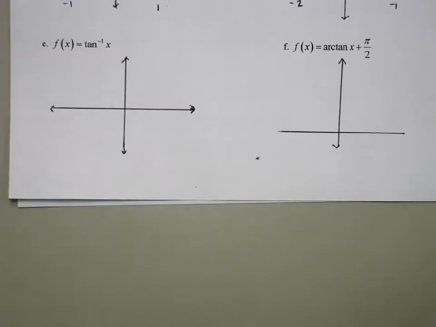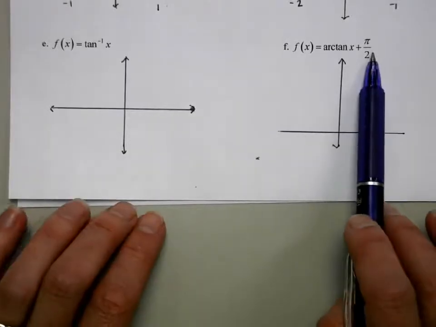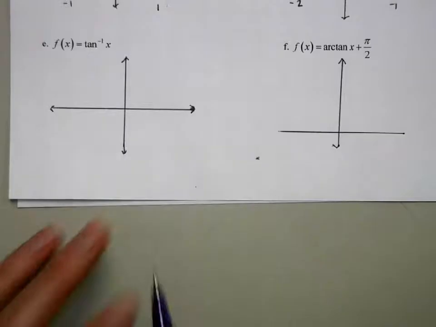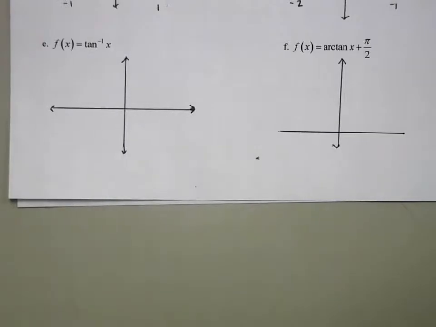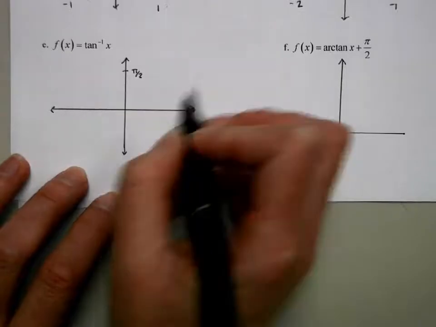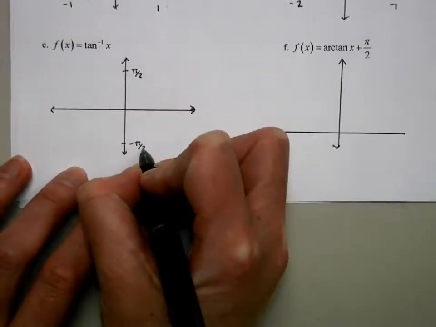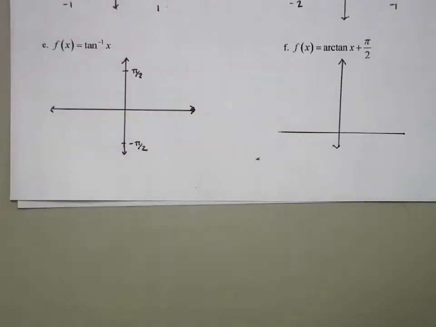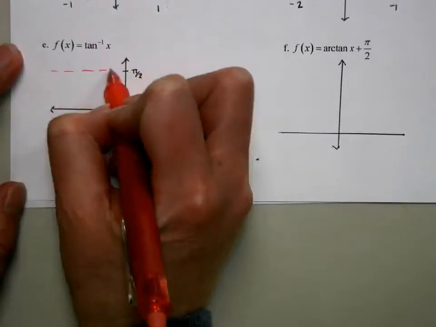For my last graph, we're going to graph tangent inverse, and then we're going to do arctan plus pi over 2. Remember, arctan and tan negative 1 are the same thing. This one has horizontal asymptotes. Tangent has vertical asymptotes, so inverse tangent has horizontal asymptotes.